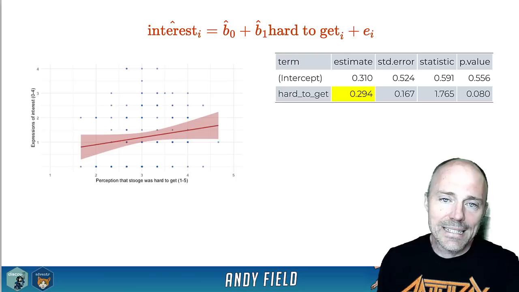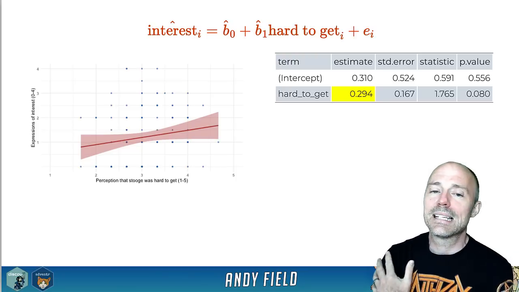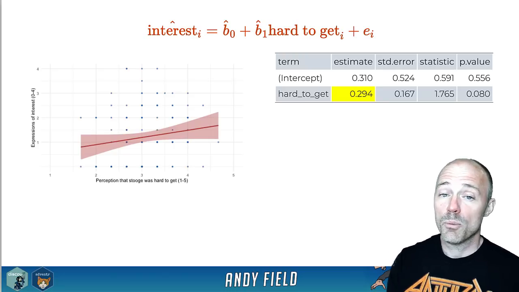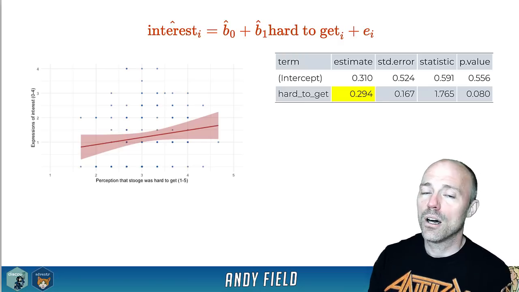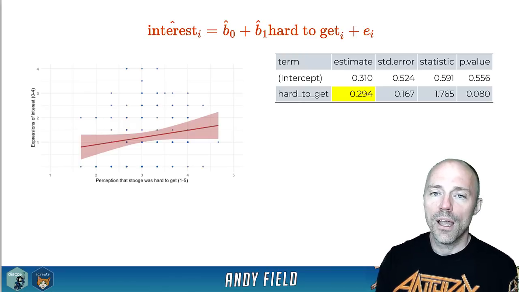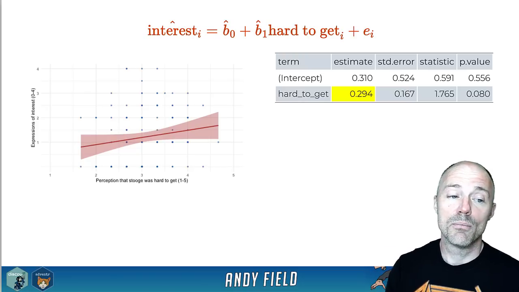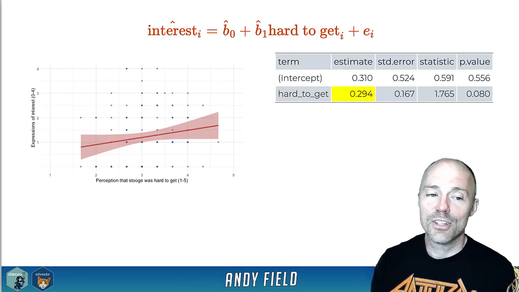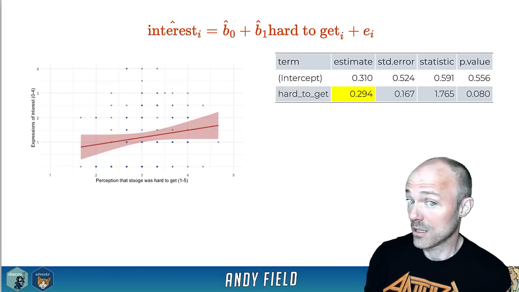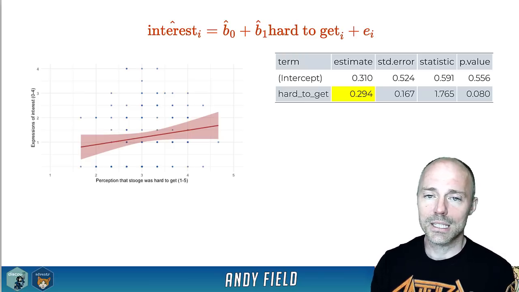So here's the actual data from one of the studies, and we can see what we're trying to do here is we're predicting these expressions of interest, which varied from 0 to 4, from the ratings of hard to get. So we're just looking at one of the other variables at the moment. And there's the data. You can see there's a positive relationship. So as the perception that the stooge was hard to get increased, expressions of interest also increased. Kind of looks like playing hard to get is a good strategy if you want to increase someone's interest.